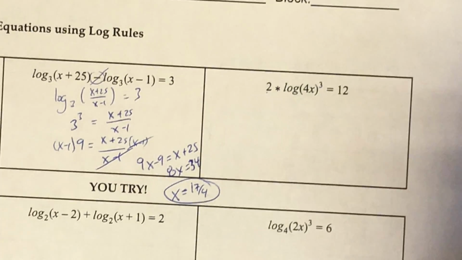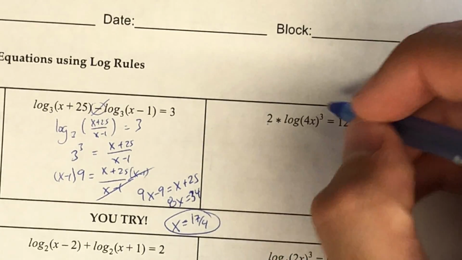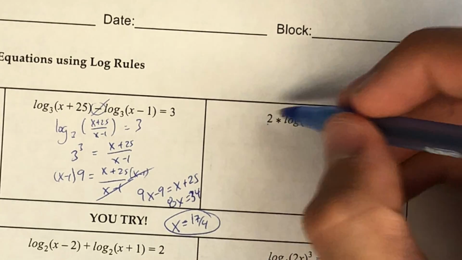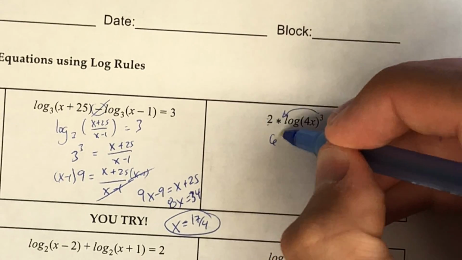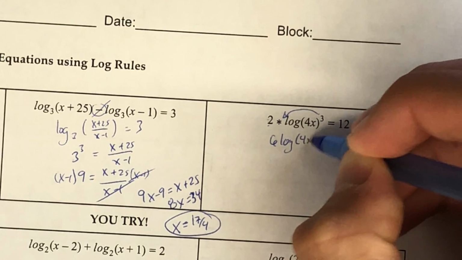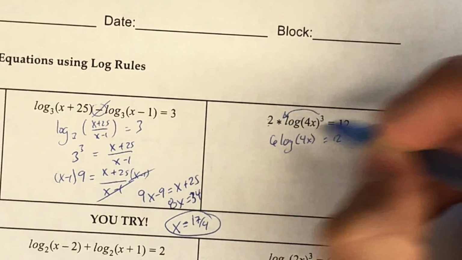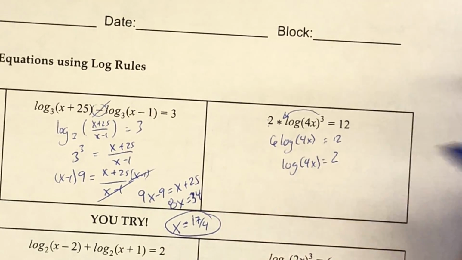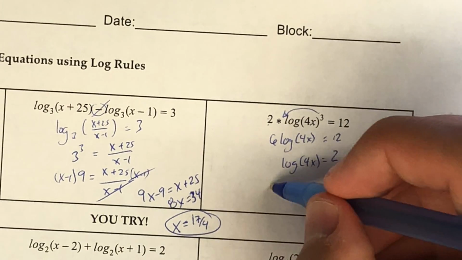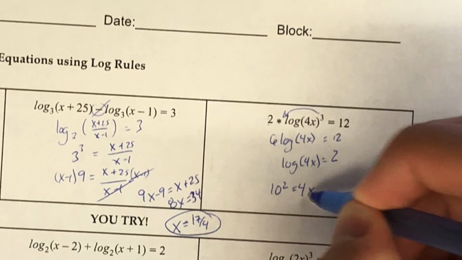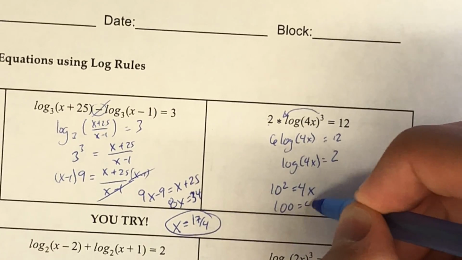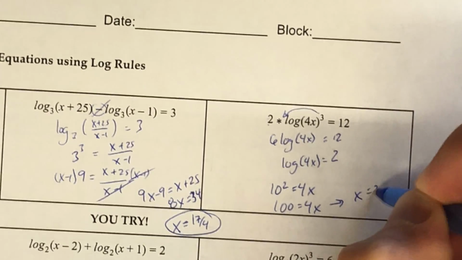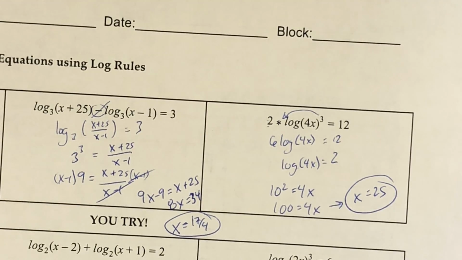We could use that power rule, meaning you bring the 3 out front. So it'd be 2 times 3, so that'd give us 6. Then we divide everything by 6 to get log of 4x equals 2. Convert to exponent form, so it'd be 10 to the power of 2 equals 4x, or 100 equals 4x, which means x equals 25 after you divide both sides by 4.